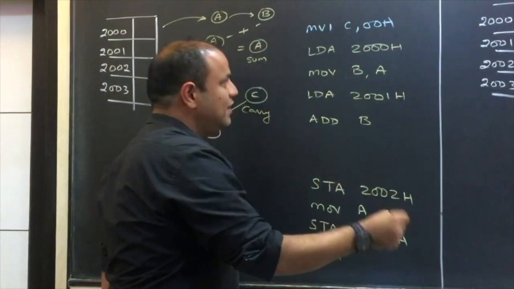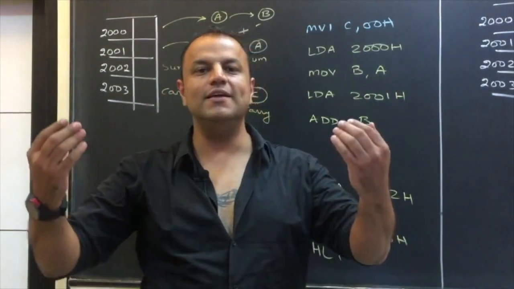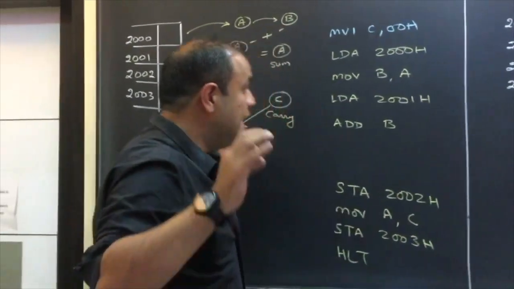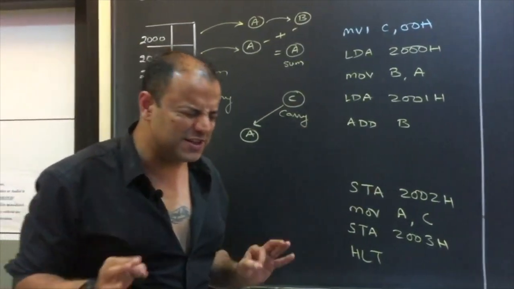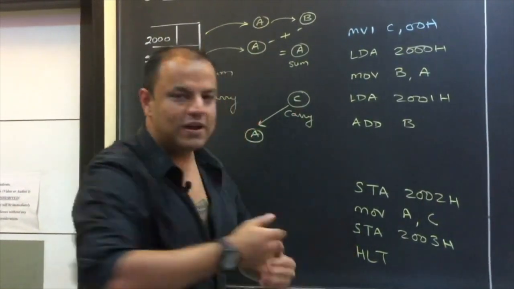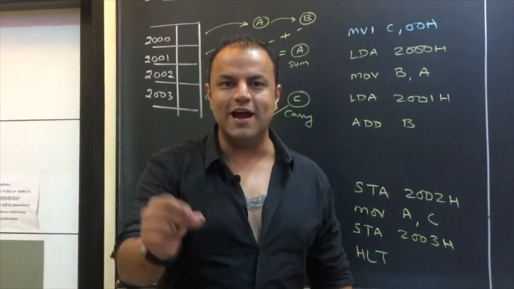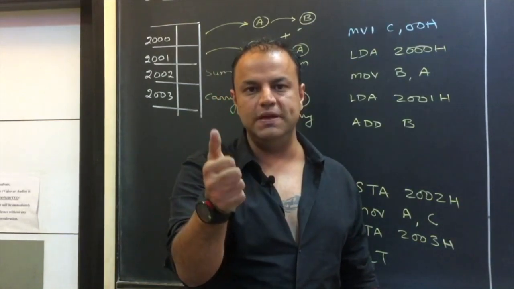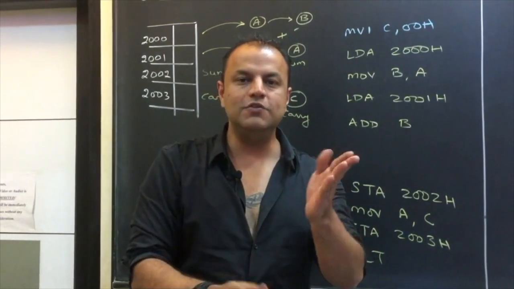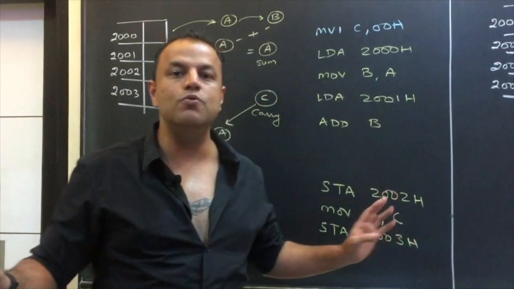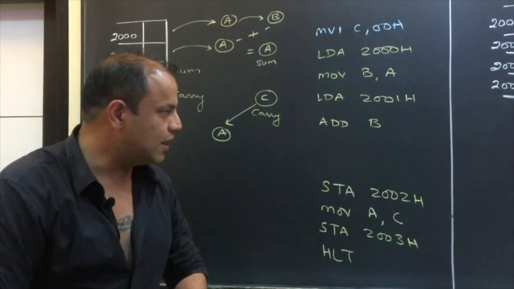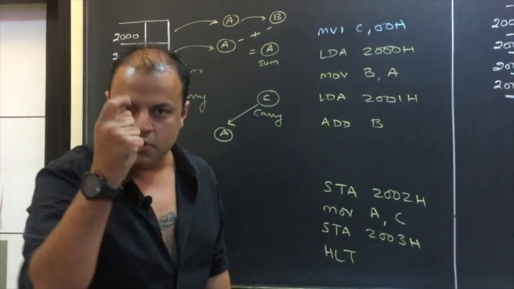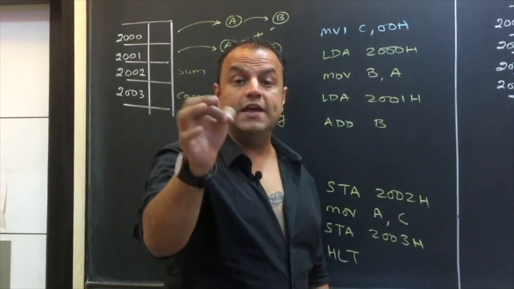MVI C, 00. I have started my program by assuming that there is no carry. What does this mean? After this addition, if there is no carry, my program is already working without doing anything. There were only two possibilities. There could be either a carry or no carry. I have assumed no carry. So if there is no carry, I have to do nothing. Please tell me, did you understand? So now I have to handle two cases or one case? Only one case. Which case? If there is a carry.